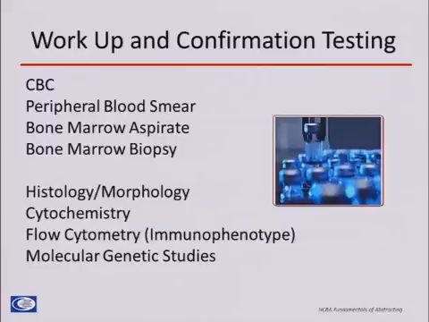So when they start doing the workup for the myeloids, again, we talked about this. They do a CBC, peripheral smear, bone marrow aspirate, or bone marrow biopsy. And what's the difference? The amount of tissue that's removed.